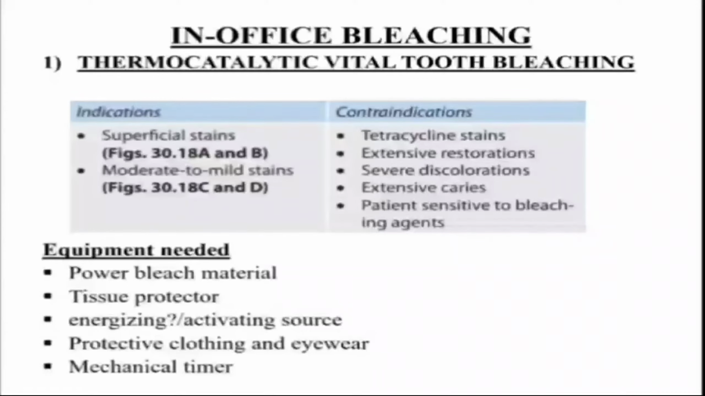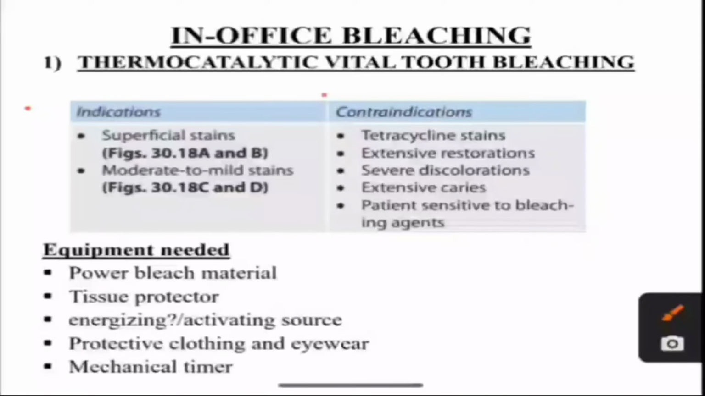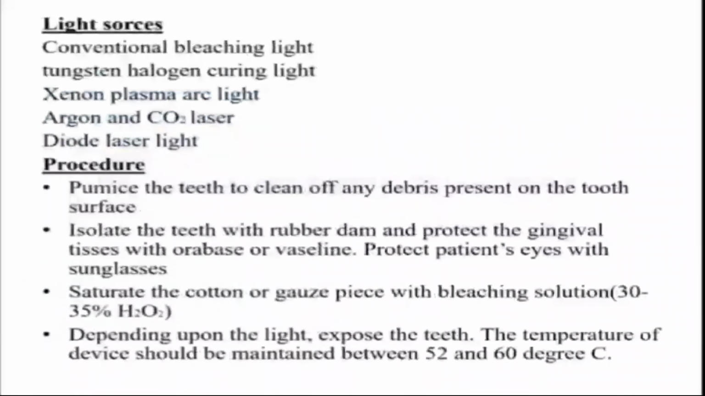So here also you can see the indications and also contraindications. So you can refer from here. And the equipment needed, here you can see the powder, bleach material, tissue protector. You can write the equipment that is needed. And next one is the procedure.